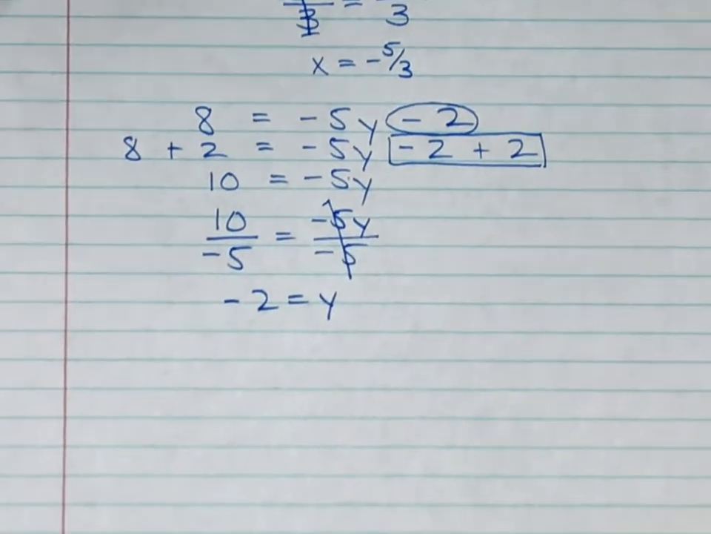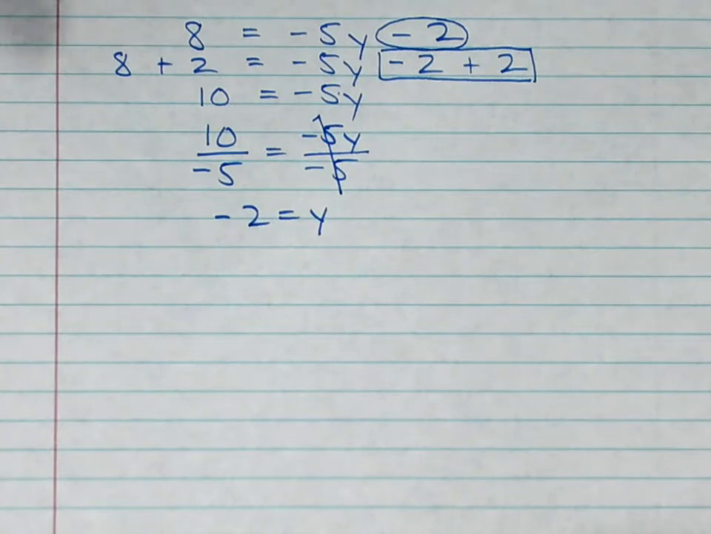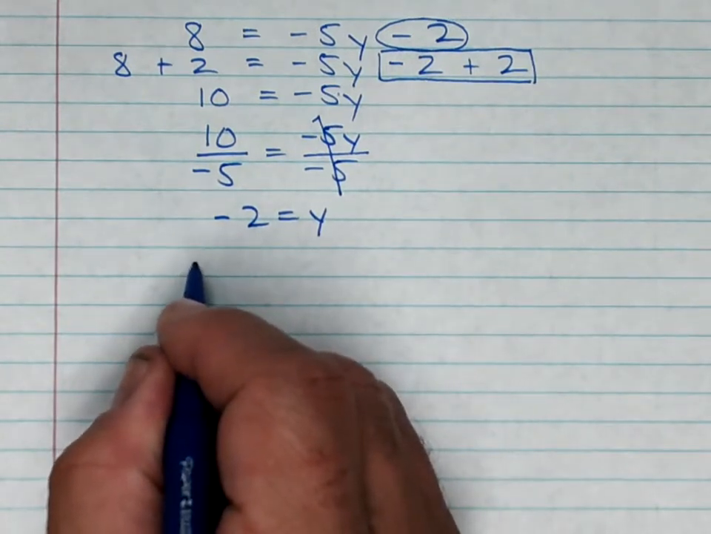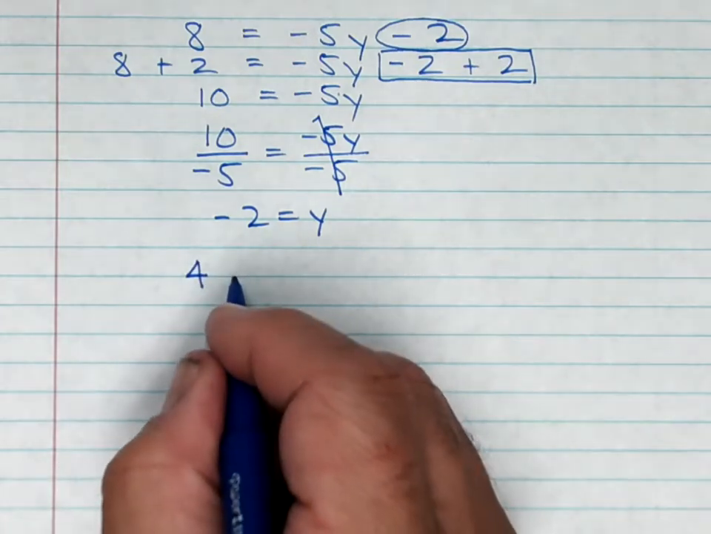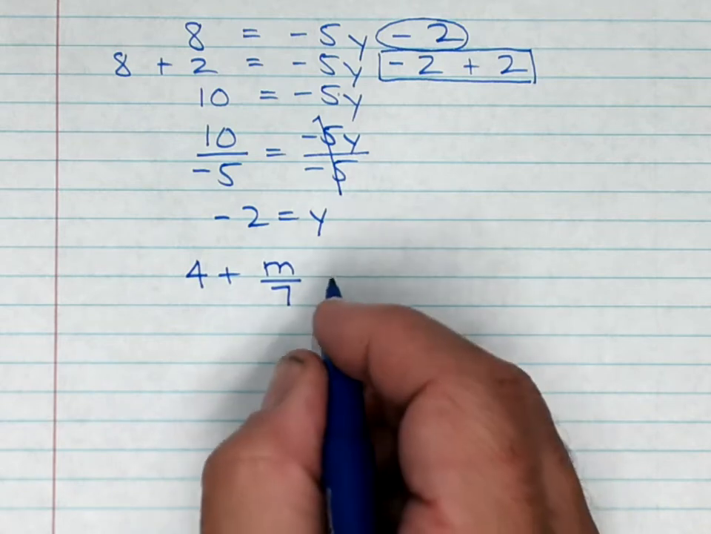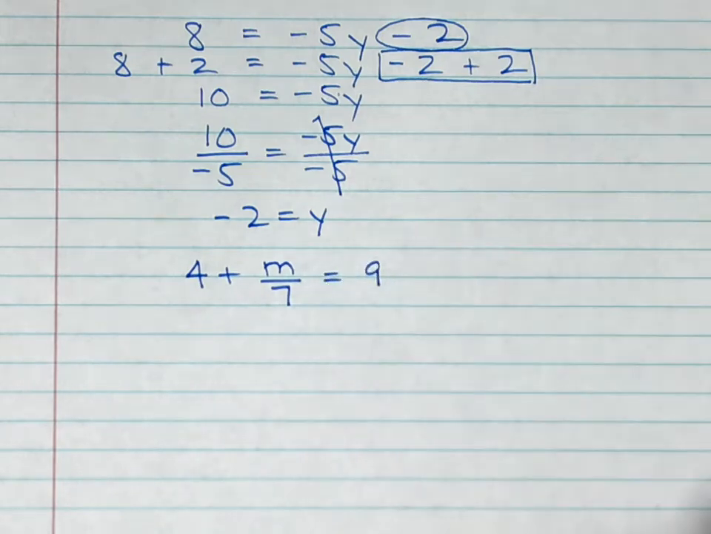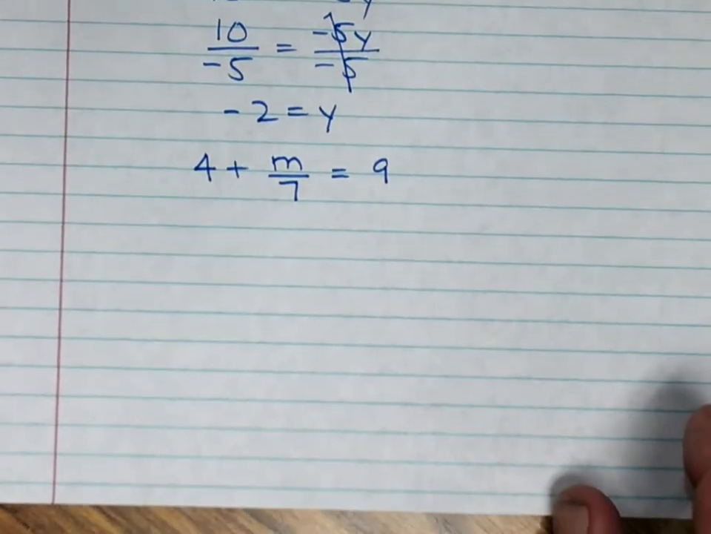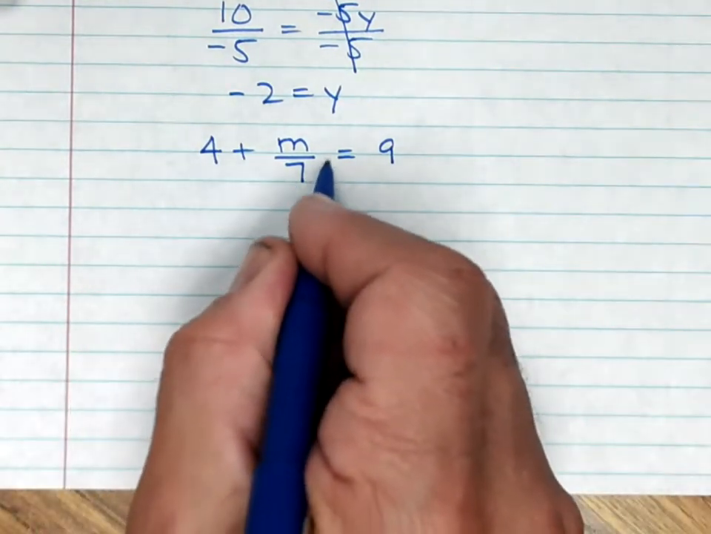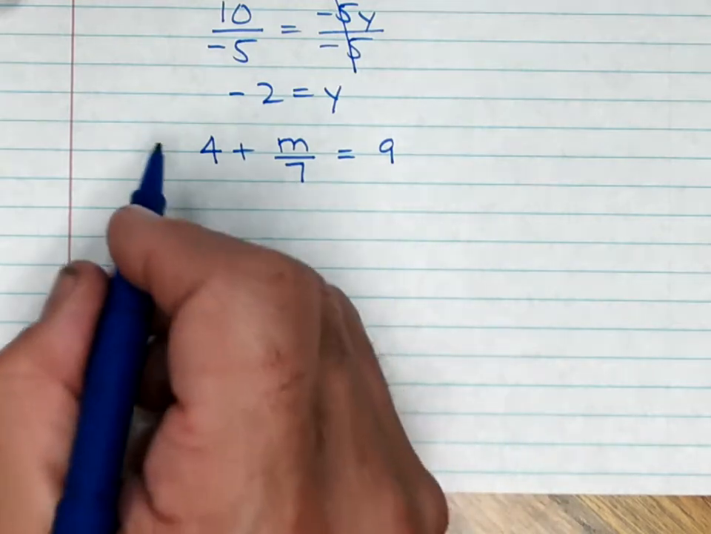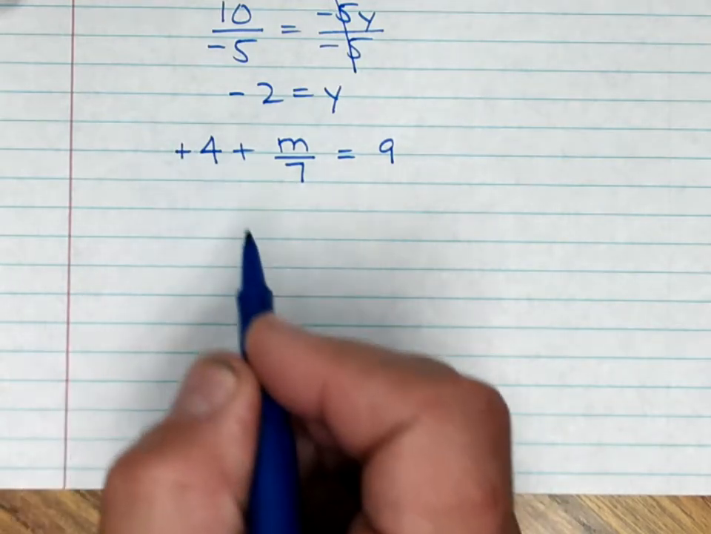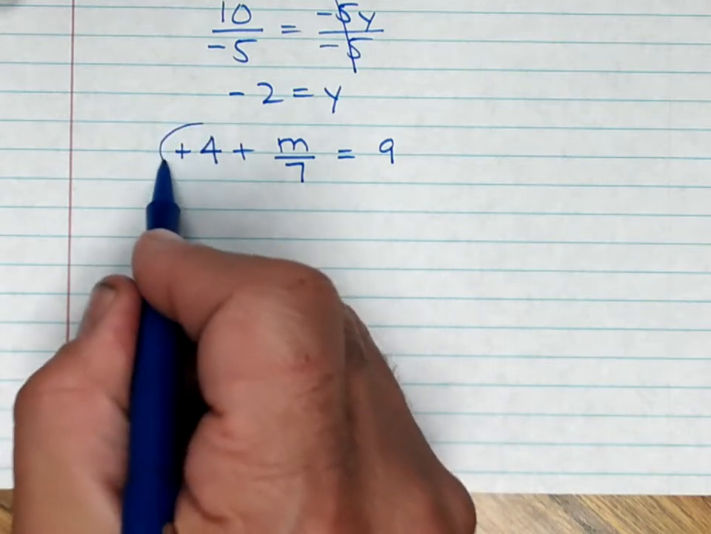Let's keep going here. So we have 4 plus m divided by 7 is equal to 9. The variable expression is right here. We want to remove this 4. Now this 4 is a positive 4. Okay, this is a positive 4.